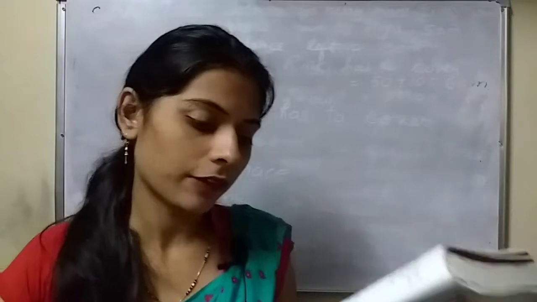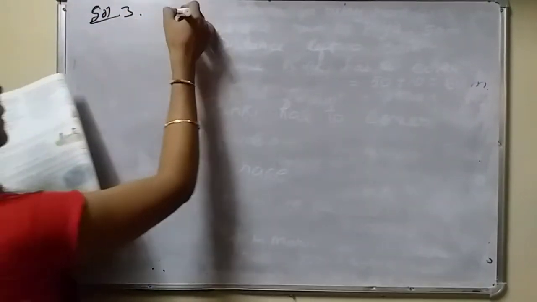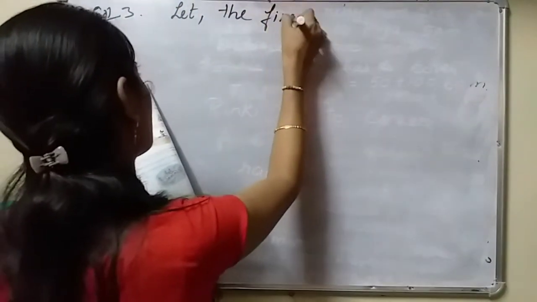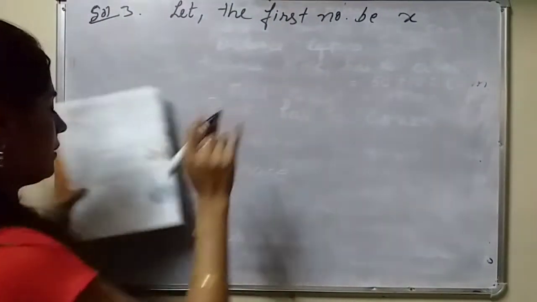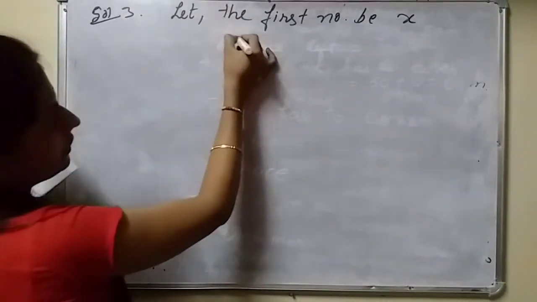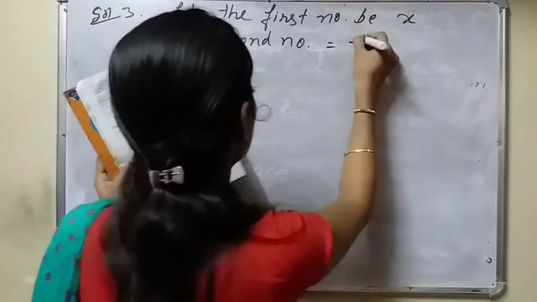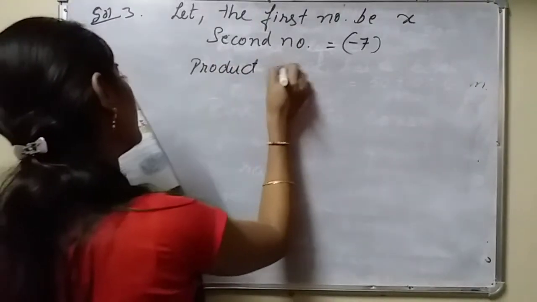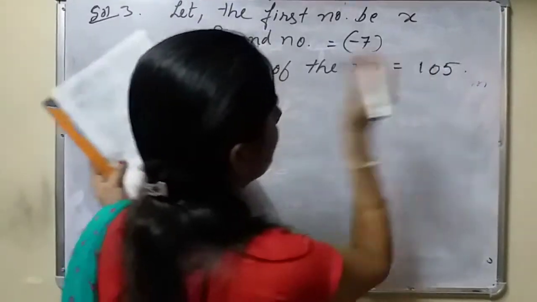See question number 3. The product of two numbers is 105. If one number is 7, what is the other number? Solution number 3. Let the first number be x and the second number, the other number given, is equal to minus 7, and the product of the numbers is equal to 105.